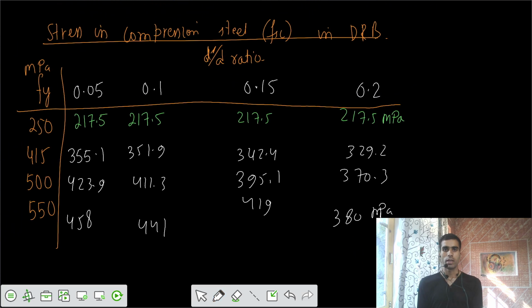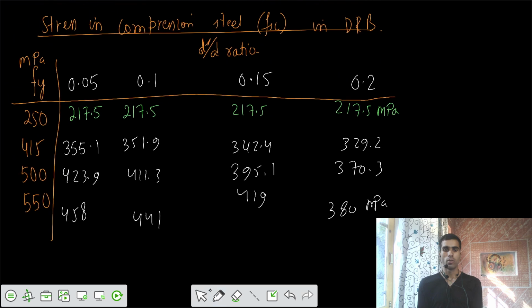So for different d dash by d ratios, these are your FSC values. If I am using Fe415 in the compression zone, and the ratio of d dash by d comes to be 0.15, I would say that FSC in the steel would be this one. This corresponds to some strain value ESC, and from the stress strain curve of Fe415, I got FSC at that level equal to 342.4 megapascals.